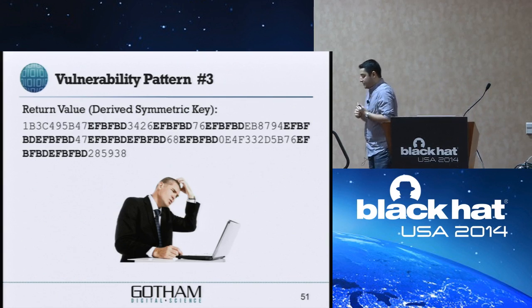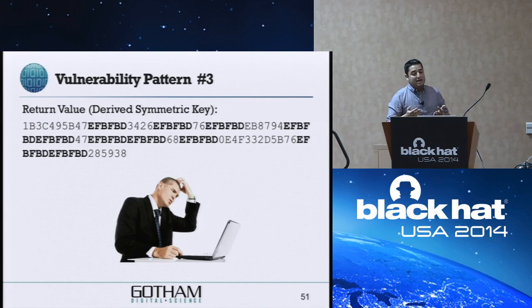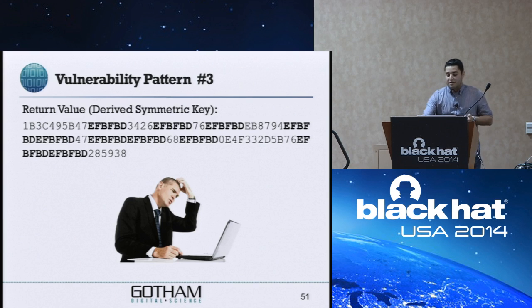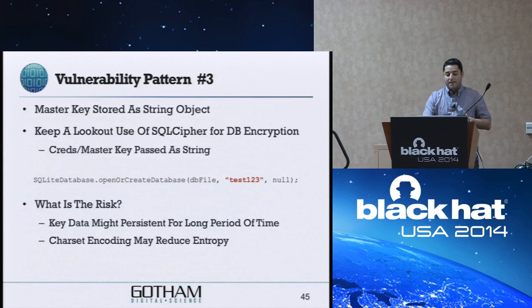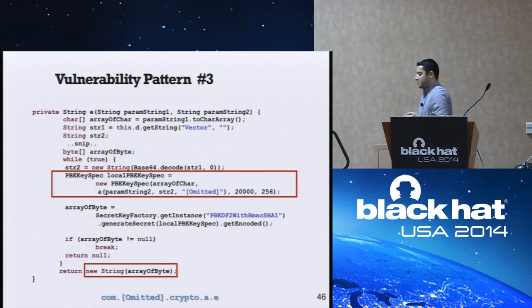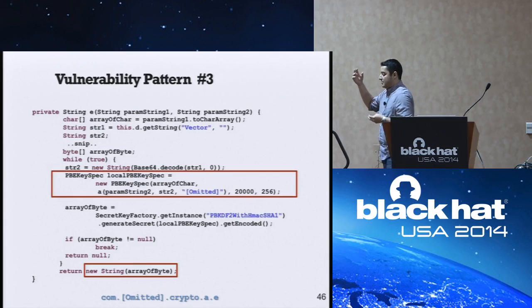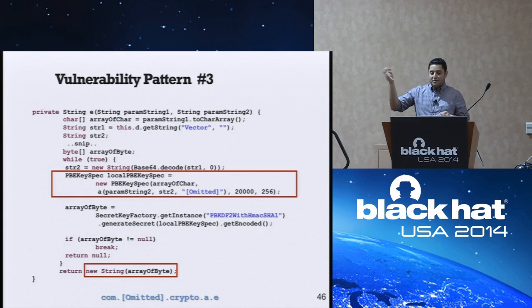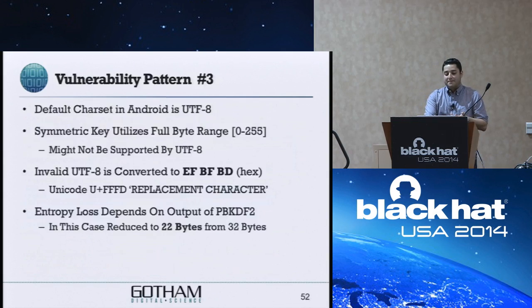What's interesting about this is, what the hell are these EFBFBDs that are all up in my master key now? The problem is that if we go back and look at what the return value is, it took the derived key, and that's going to contain the full byte range that's possible, and then it's set to a string value, right?